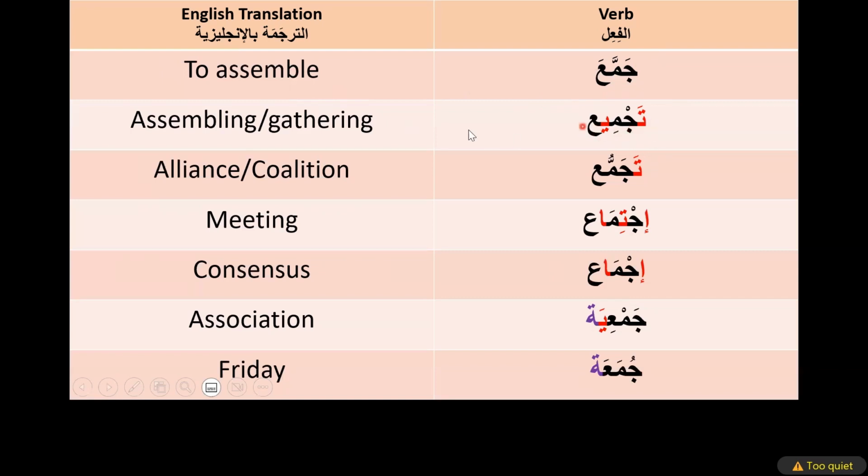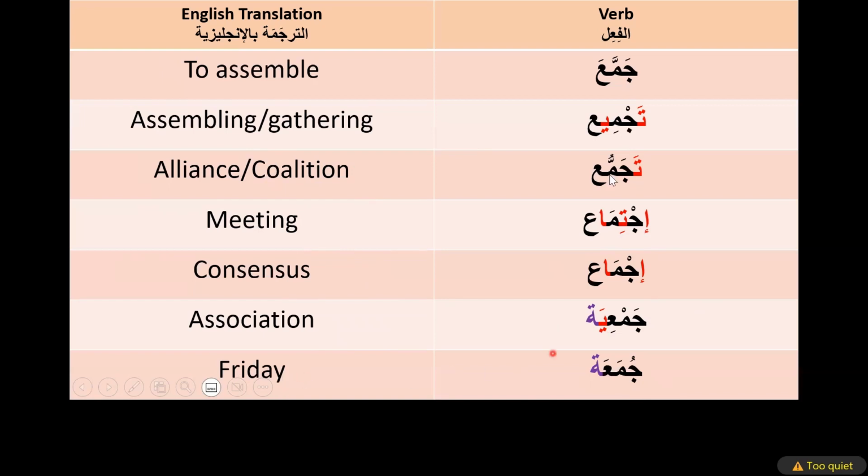Tajmi', that's the noun, is assembling or gathering or collecting or adding up something. That's the noun of jamma. Tajammu', also a noun, is like an alliance or coalition. Ijtima', that's meeting. Ijma', that is consensus. Jam'iyya, that is association.